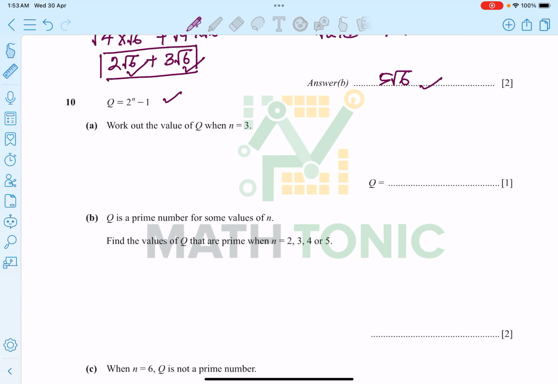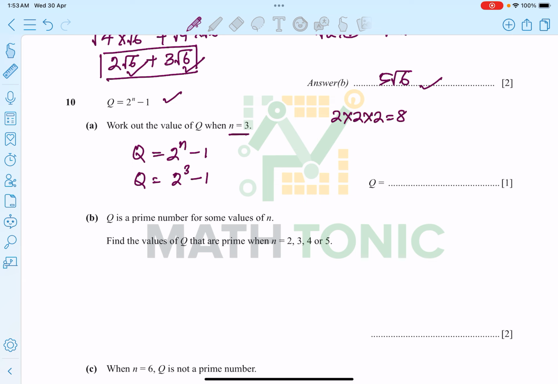Work out the value of q when n equals 3. Okay, simple. So q equals 2 power n minus 1. If I replace n, this is 2 power 3 minus 1. So what is 2 power 3? 2 power 3 means 2 times 2 times 2, that equals 8, right?